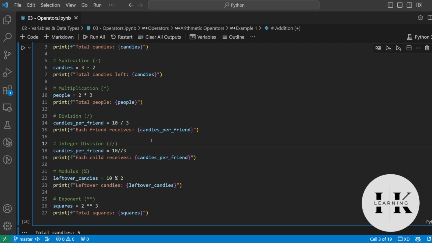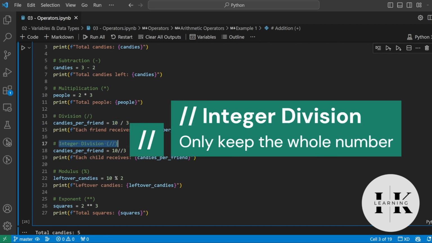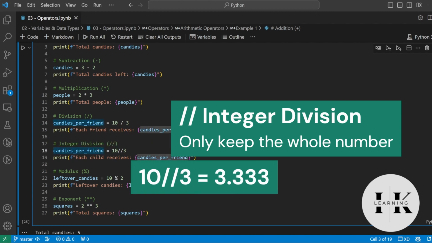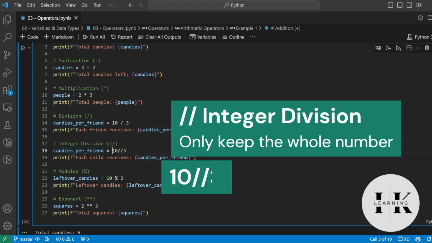Now we have something called integer division. Integer division basically means that I only want to know what is the whole amount that's left. So if I take 10 candies and I divide it by 3 of my friends, it means that each friend received only 3 candies because we can't split a candy into 3. So 1 is left out. We don't count the extra remainder that we have left.